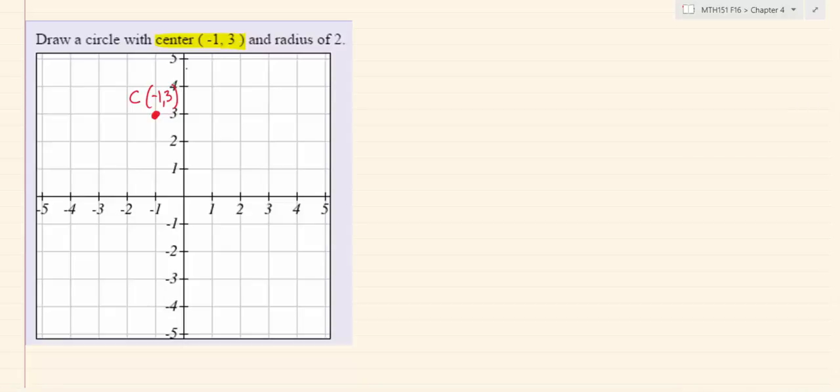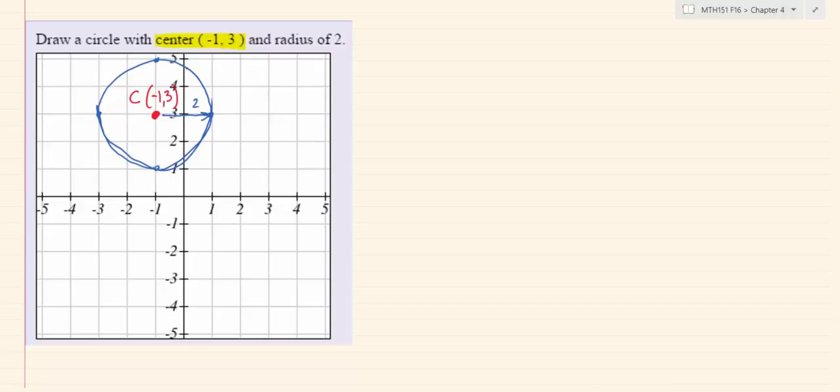We're going to be labeling a lot of different points, vertices, focal points, things like that. And I like to put a C to tell me that's the center point. It's not a vertex, it's not a focal point, it's the center point. And we know this has a radius of 2. So we're going to go 2 units to the right, 2 units to the left, 2 units up, 2 units down, and then all of the numbers in between.